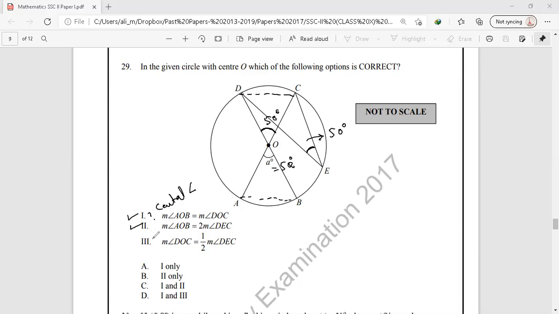Let's check the third condition. DOC is the central angle of the chord DC, and DEC is this angle that is formed at the major arc. So this states that the central angle would be equal to half of the angle at the major arc. So this is the incorrect option because the central angle is double the angle formed at the major arc. So this condition is incorrect. So we have two conditions, that is 1 and 2. So option C would be the correct answer for this question.